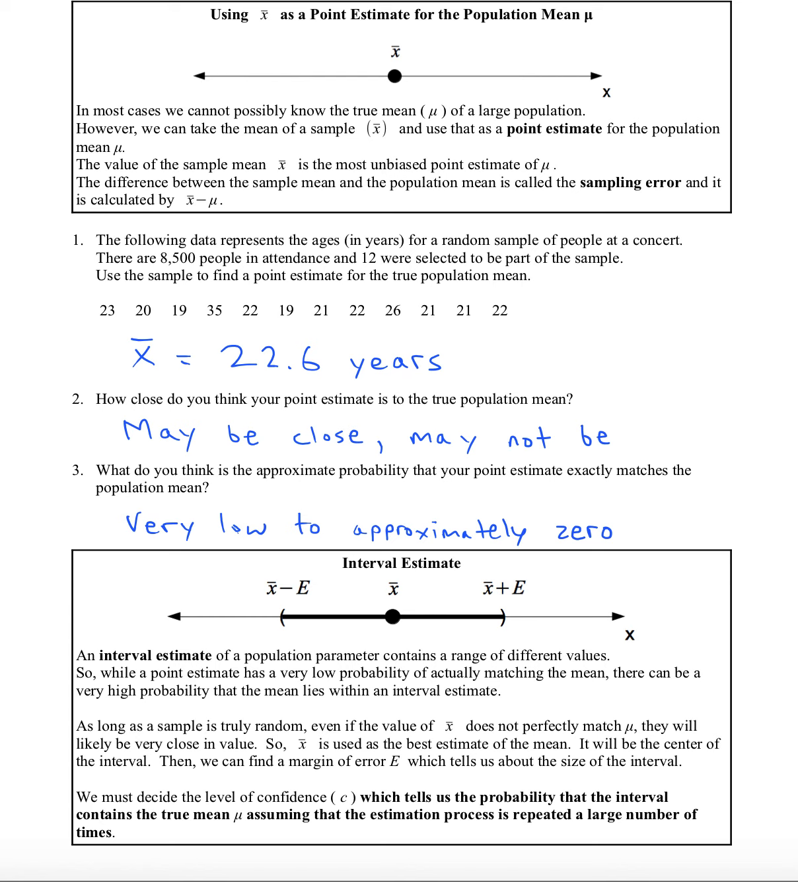Anytime we're creating an interval, we'll want to decide on the level of confidence, C. That tells us the probability that the interval actually contains the true mu, assuming that the estimation process is repeated a large number of times.